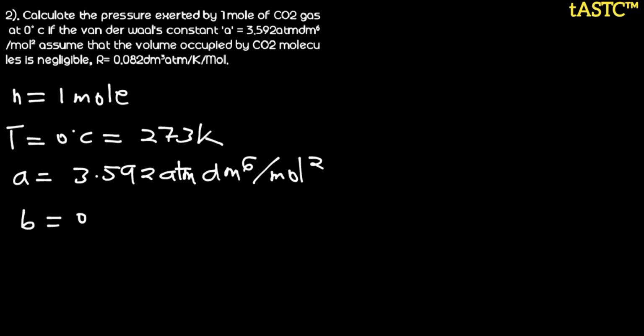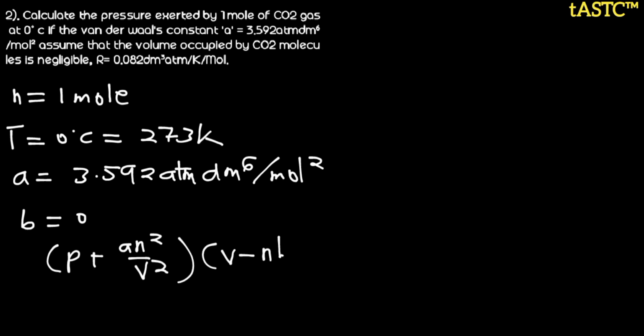to 0, approximately. And we know from the van der Waals equation that (P + an^2/V^2) multiplied by (V - nB) is equal to nRT. But if we have B equal to 0, this is going to change, and we're going to have something like this. So this will be nRT. This is what we're going to have, and we are required to find the pressure.